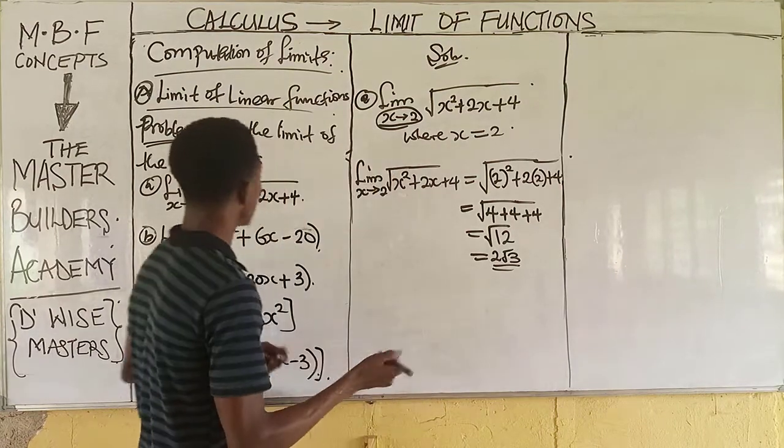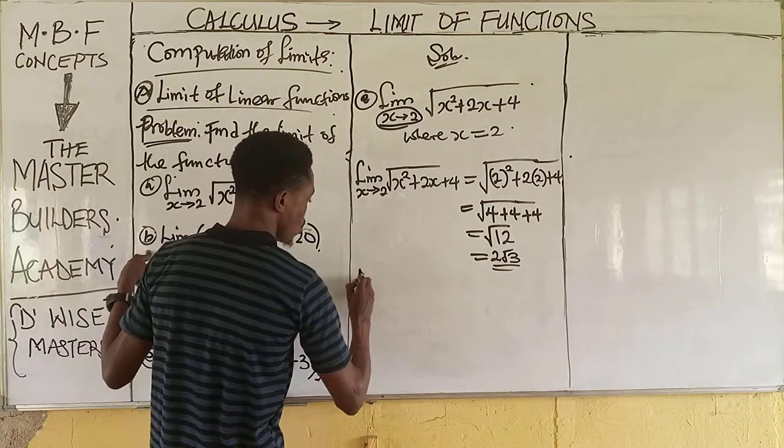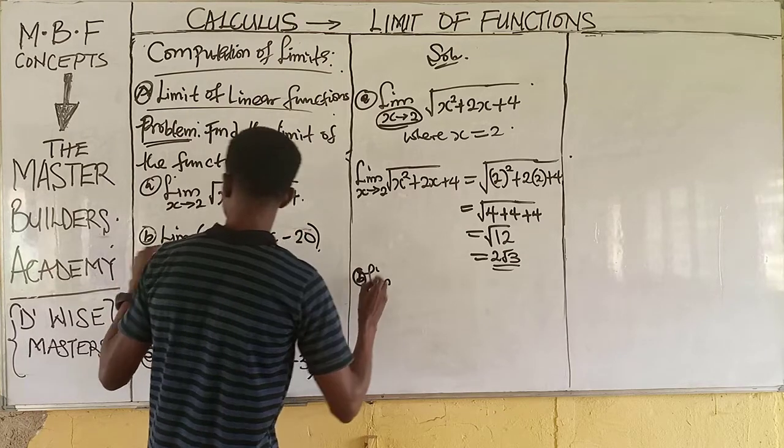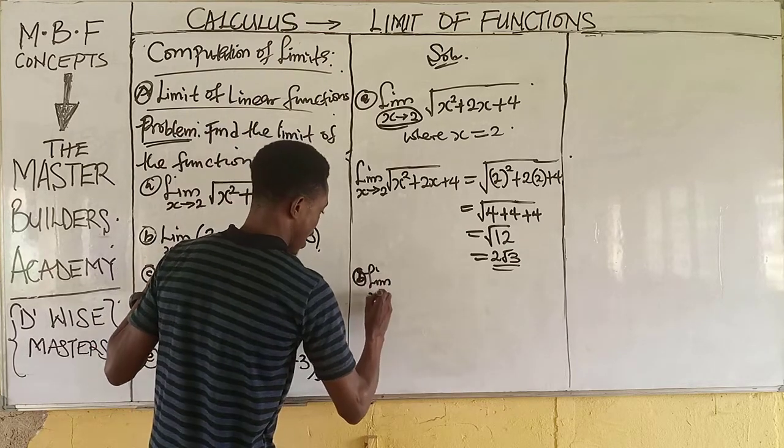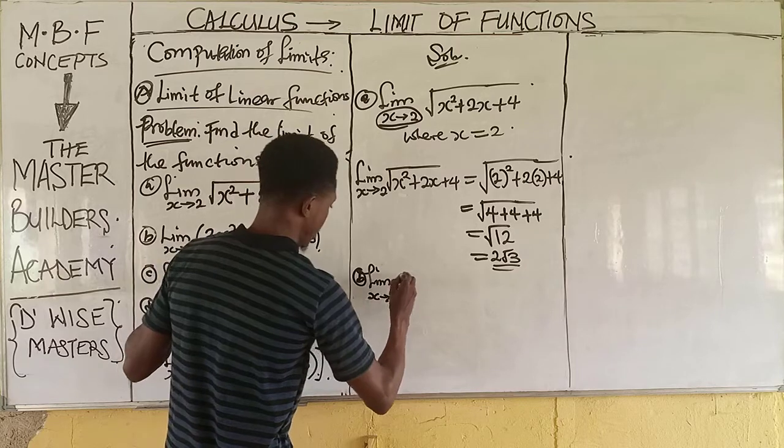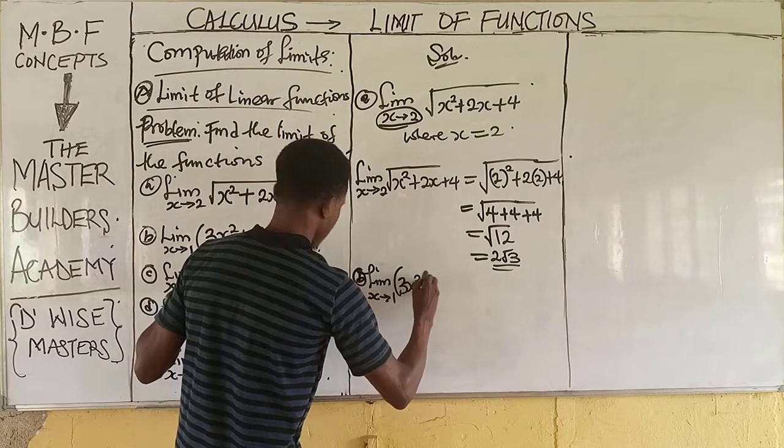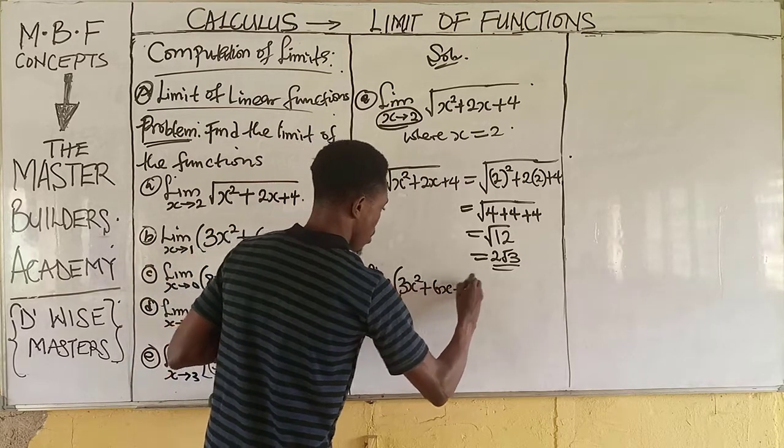So guys, now let's look at question number B, or number 2. We have the limit as x tends to 1 of 3x squared plus 6x minus 2.